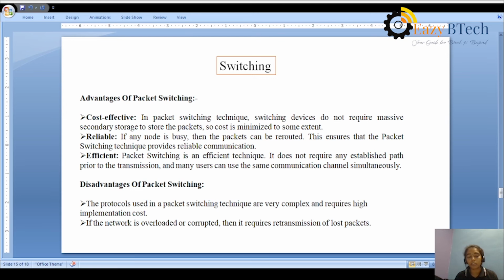Disadvantages of packet switching: the protocols used in the packet switching technique. So this is the procedure of packet switching, right?